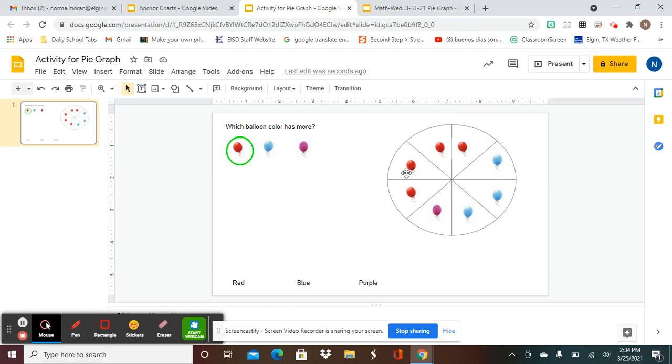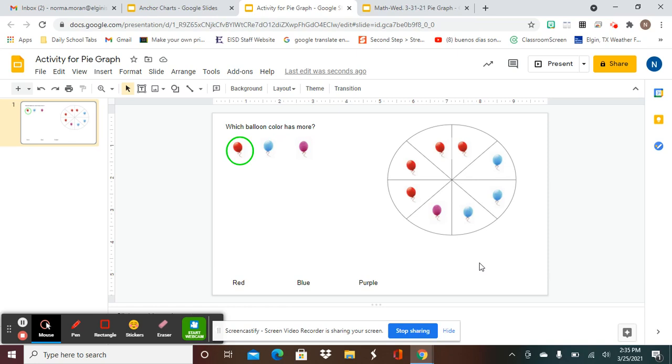So now looking at this pie graph, I can ask you another question, like which one has the least? Remember, least means el que tiene menos o el que tiene poquitos. So which one has the least? The red, the purple, or the blue one? It's the purple, right? It has the least because it only has one. And I can also ask you other things like, how many blue balloons do you have? And you can actually come and count the slices, 1, 2, and 3. And you can say I have 3 balloons.